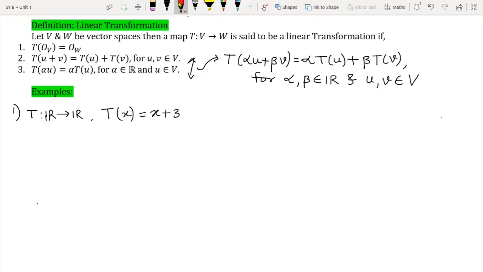Hello everyone. Today we are going to see the definition of linear transformation. So chalo, let us start.